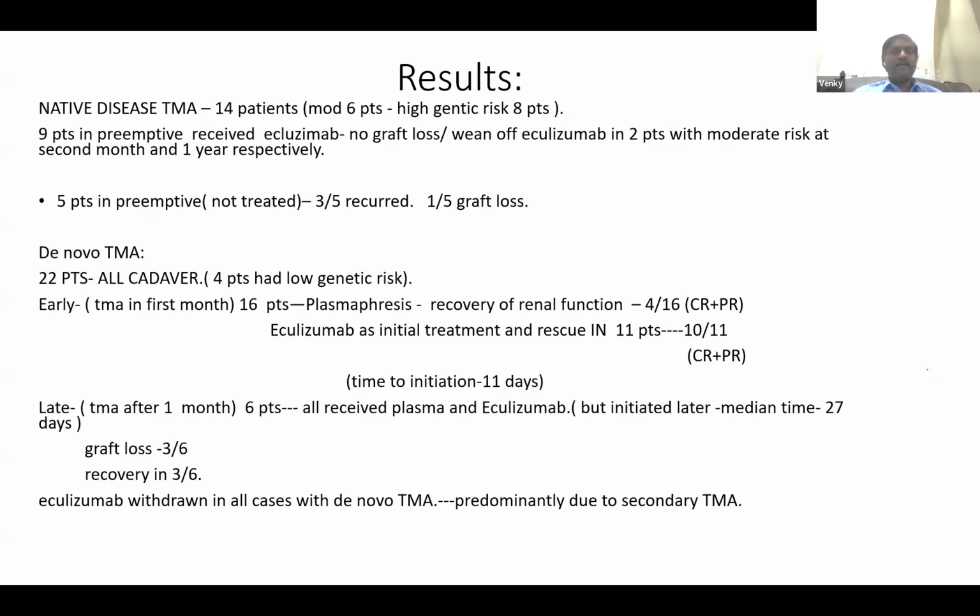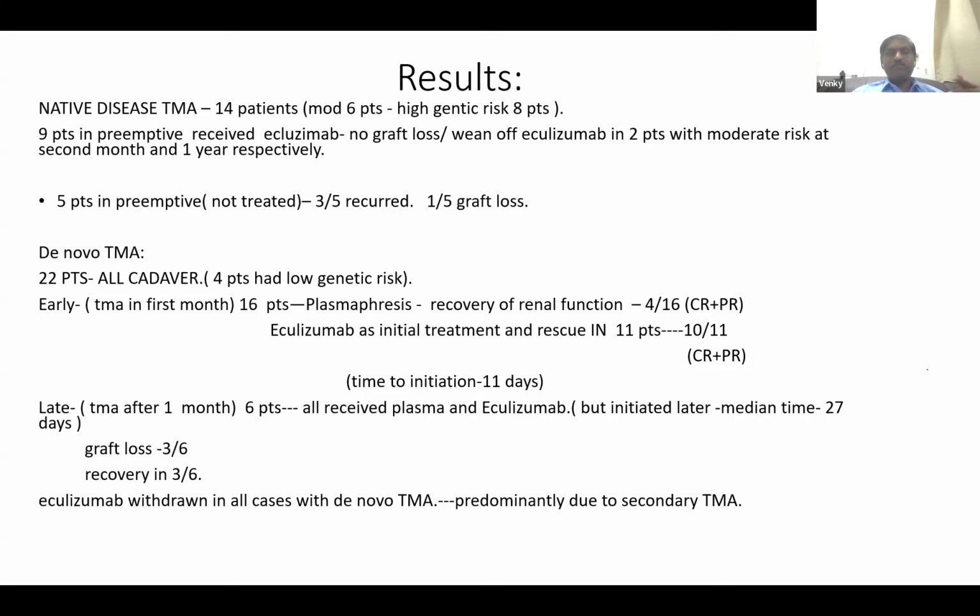So 16 patients had an early TMA, in which, with plasmapheresis, recovery of renal function was seen in 4 patients. Eculizumab as initial treatment and rescue was given in 11 patients, and 10 patients had a good graft recovery. The time to initiation was 11 days. This is important, I'll say.